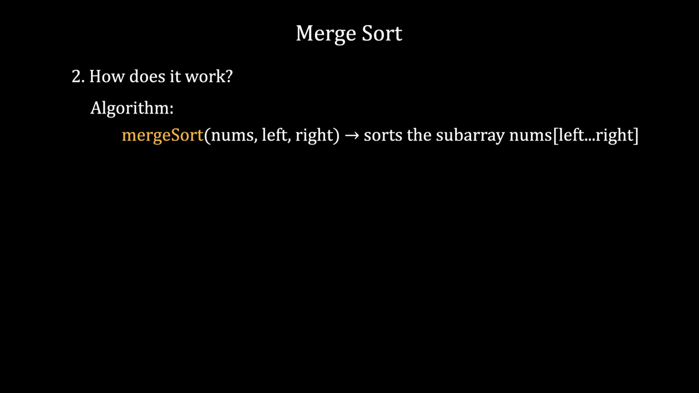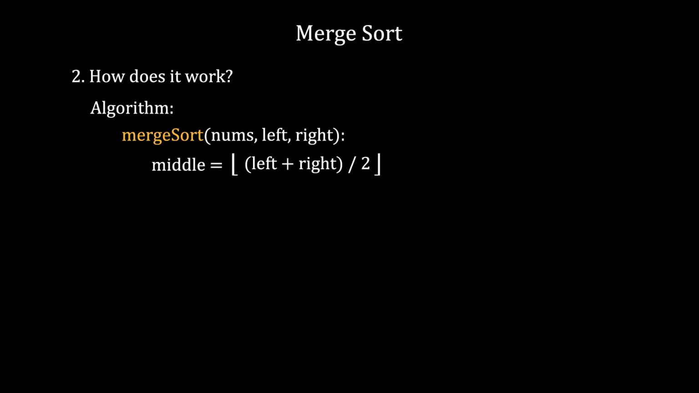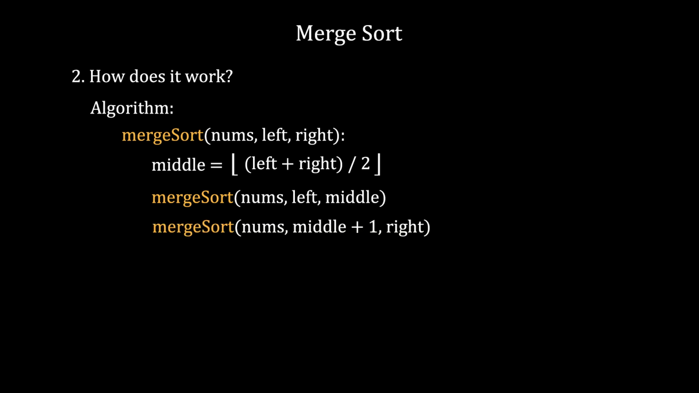Inside the function, we will have to split this subarray into two halves. In order to do that, we first have to compute the middle position, which is equal to floor of left plus right divided by 2. Now, we have to solve our subproblems. So first, we will sort the left half. And for doing that, we will call merge sort of nums, left and middle. Then we will sort the right half. And for doing that, we call merge sort of nums, middle plus 1 and right.